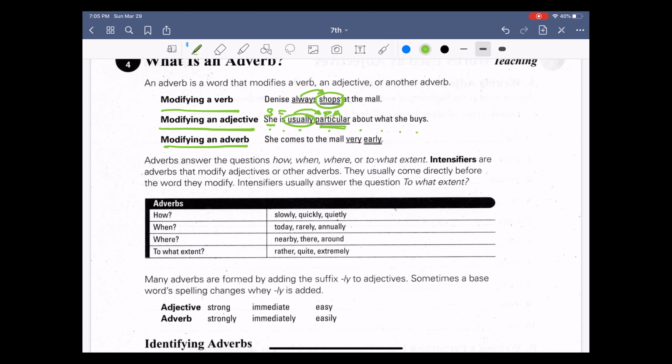Modifying an adverb: she comes to the mall very early. When does she come? She comes early. To what extent is she early? Very. So both very and early are adverbs. Adverbs answer the questions how, when, where, or to what extent. Intensifiers are adverbs that modify adjectives or other adverbs. They usually come directly before the word they modify. Intensifiers usually answer the question, to what extent?